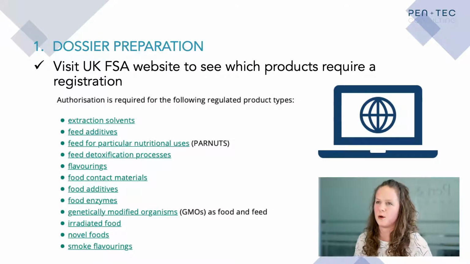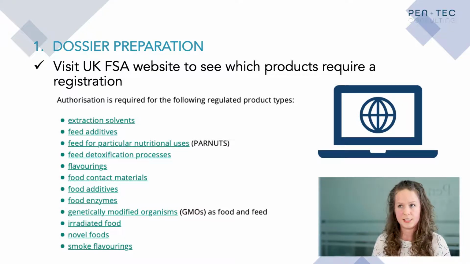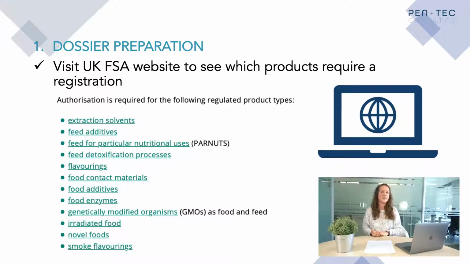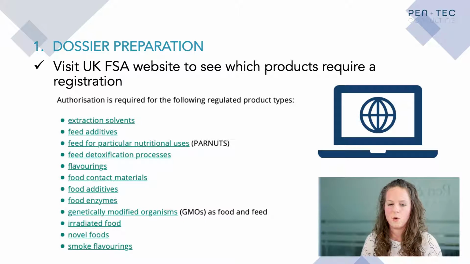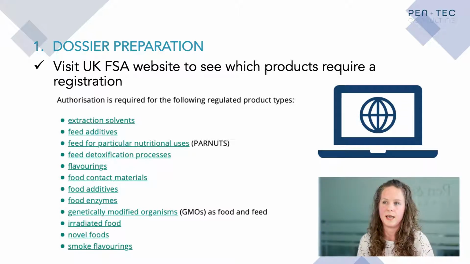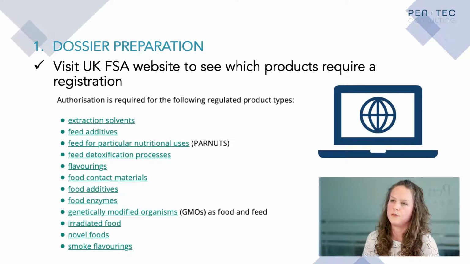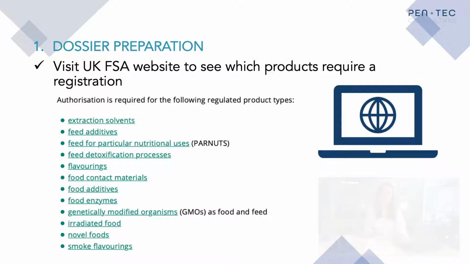So what do you need to know about dossier preparation? First, you will need to decide whether your product needs an application. The FSA has published a list of regulated products, and they are more or less the same as the ones listed by EFSA, with some small exceptions. For example, the list of items is missing nutritional and health claims or infant food. Also, food for special medical purposes is not included, although that is also not always necessary in the EU.